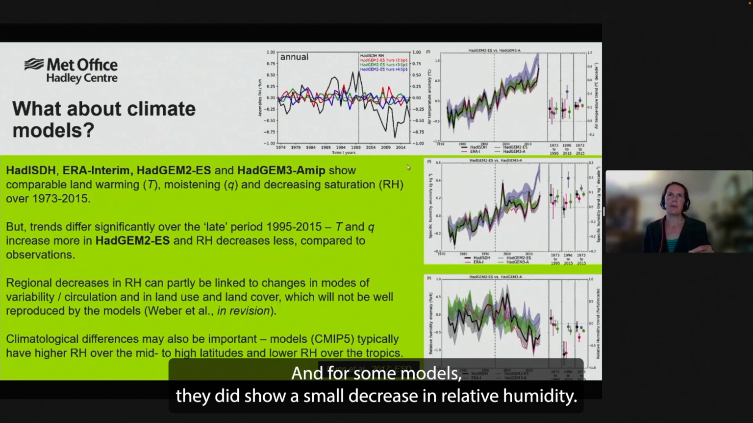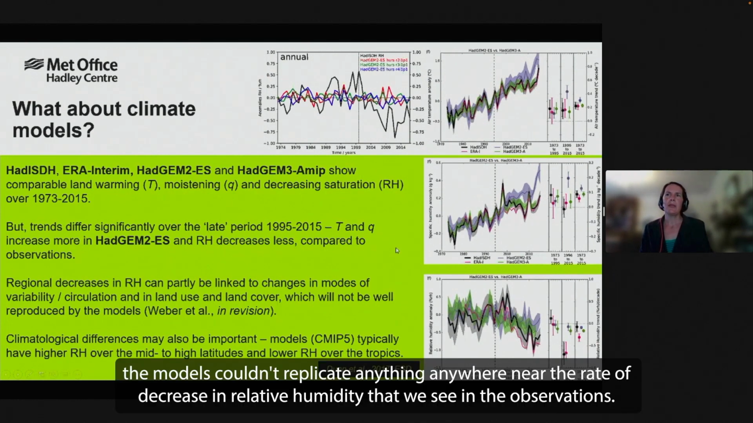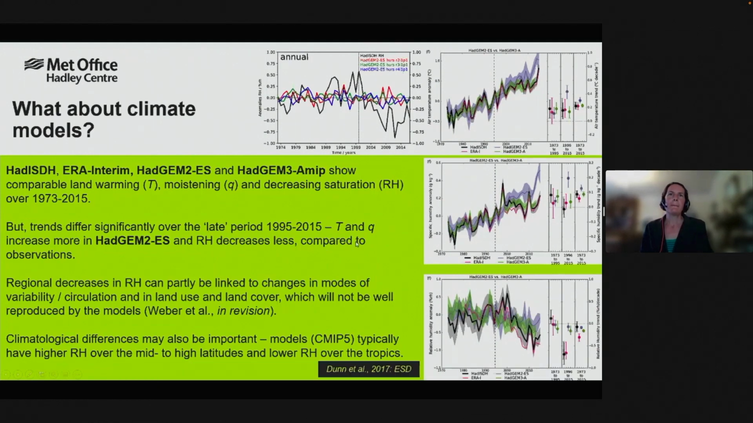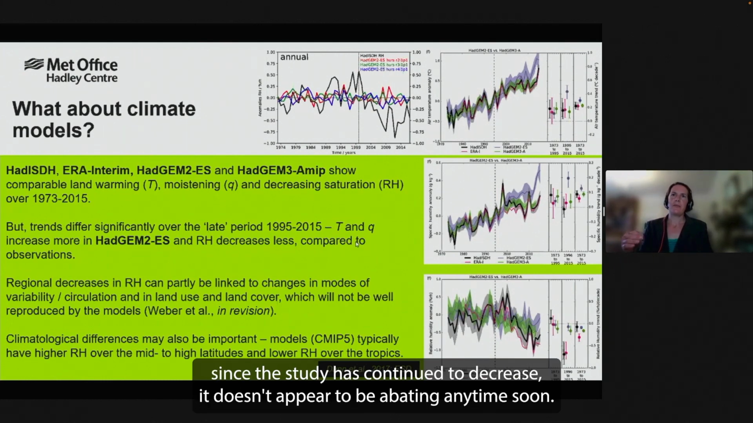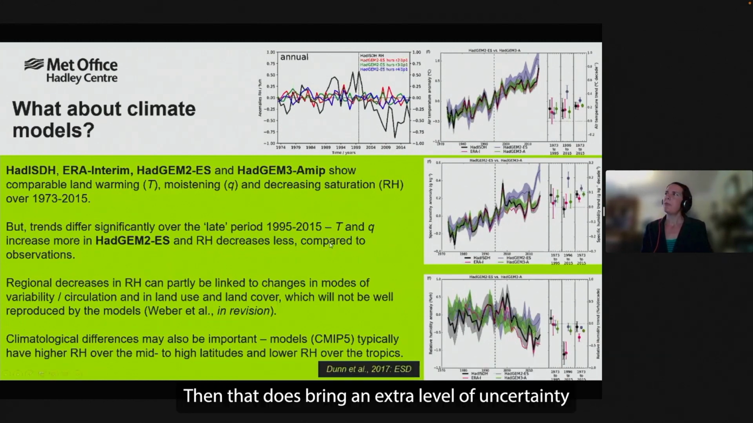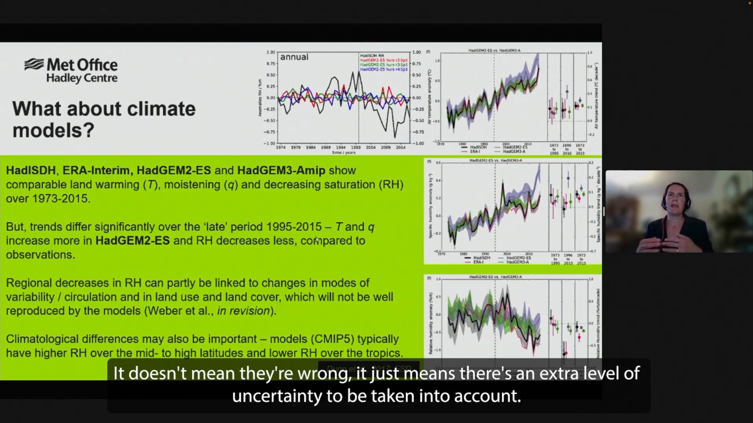And for some models, they did show a small decrease in relative humidity. But when we looked at this later period, so in this study, it was 1995 to 2015, the models couldn't replicate anything anywhere near the rate of decrease in relative humidity that we see in the observations. And so if that observational decrease continues at the same rate, and indeed since this study it has continued to decrease and it doesn't appear to be abating anytime soon, then that does bring in an extra level of uncertainty in any kind of climate impact based on projections of the hydrological cycle. It doesn't mean they're wrong, it just means there's an extra level of uncertainty to be taken into account.